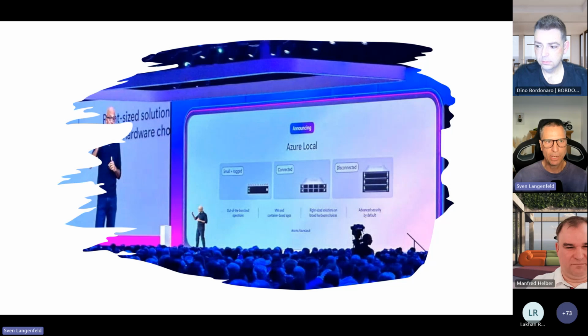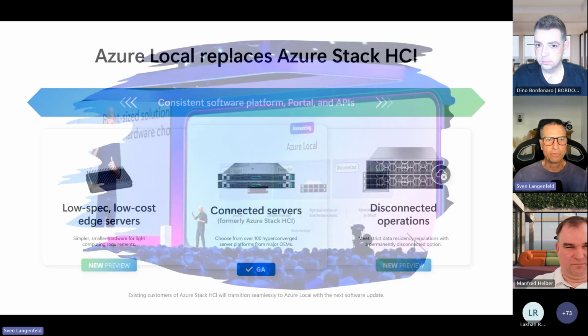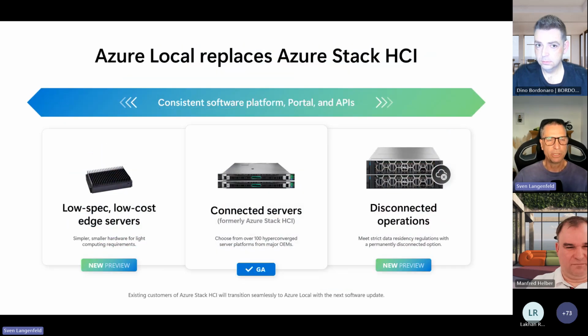and it demonstrates that Azure Local is something Microsoft really cares about. But Manfred, Dino, is Azure Local only a renaming of Azure Stack HCI, or is there more behind that story?